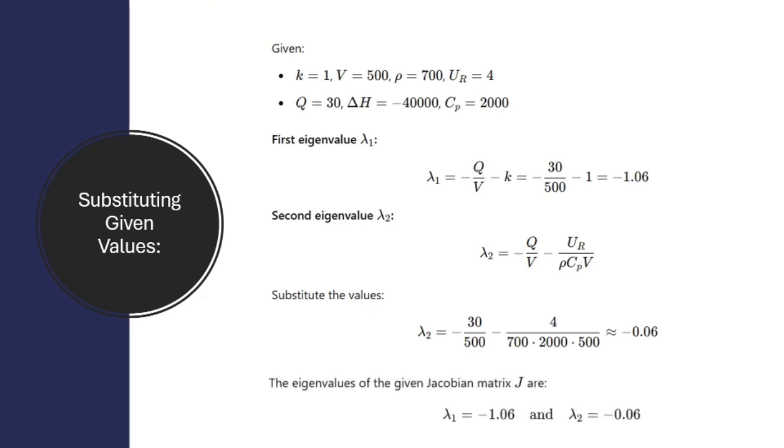And so your final answers for the eigenvalues of the given Jacobian matrix J are negative 1.06 as well as negative 0.06. Both the eigenvalues are negative.